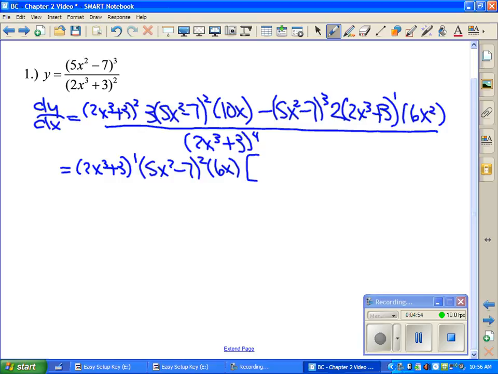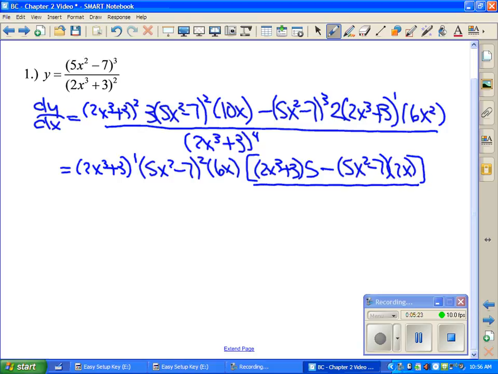So if I factor out a 2x cubed plus 3, then I have a 2x cubed plus 3 left in the first term. 5x squared minus 7 is completely factored out. And 30x divided by 6x, there's a 5 left over. In the second one, I have a 5x squared minus 7. Let's see, the 2x cubed plus 3 completely factors out. The 12x squared divided by 6x, you're going to end up with a 2x left over from that term. And in the denominator, 2x cubed plus 3 to the 4th.